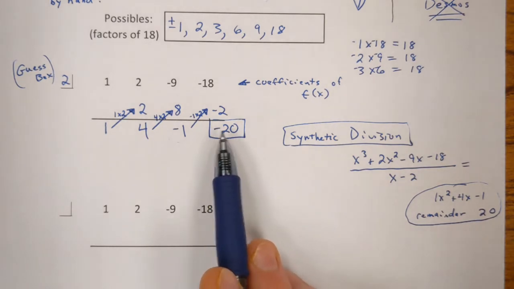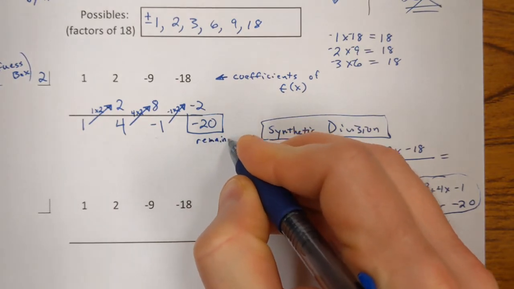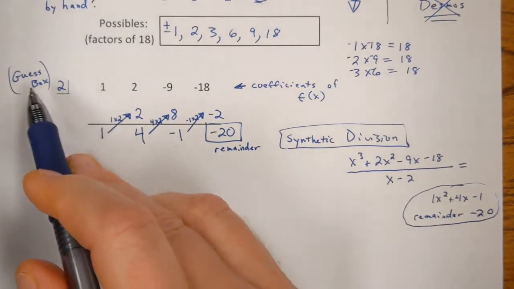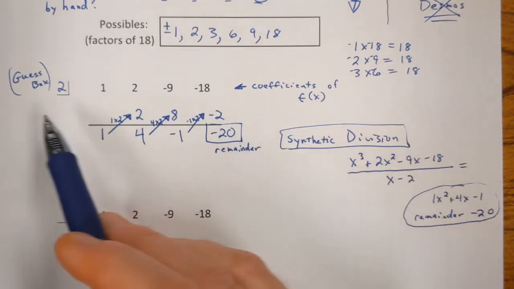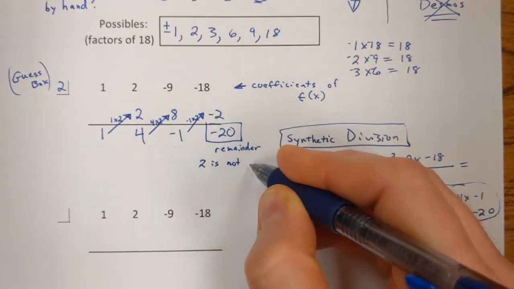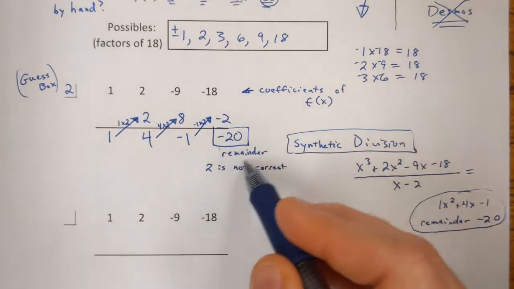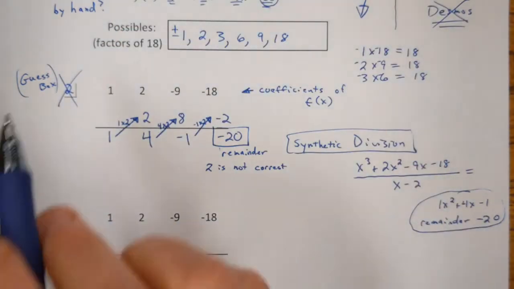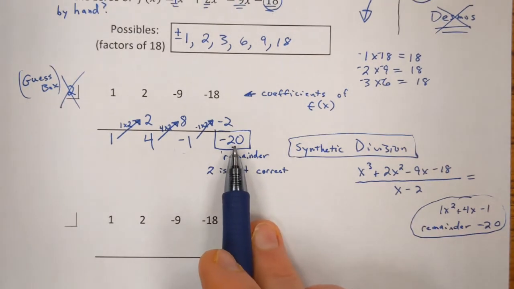But then here's the catch. This negative 20 that's left over at the end is called the remainder. And if your synthetic division has any remainder whatsoever, then it's a guarantee that your guess is incorrect. And so in essence, since I was left with a remainder here, I can cross off the 2. I know that 2 is not a 0 to this problem. 2 is not the correct answer that I was looking for. And this was the giveaway. In order to find a correct answer, I need to have a remainder of 0.